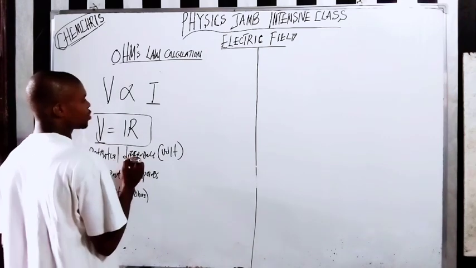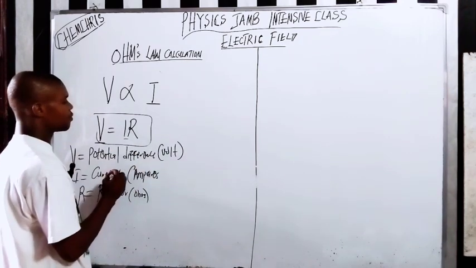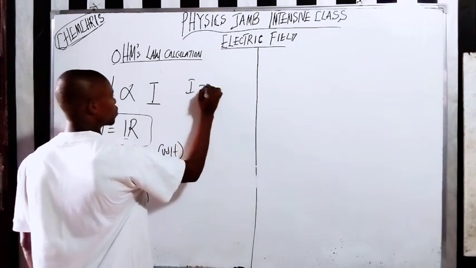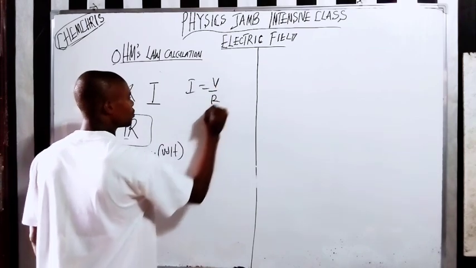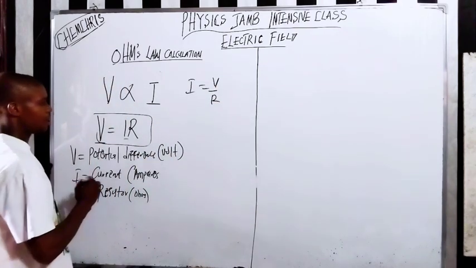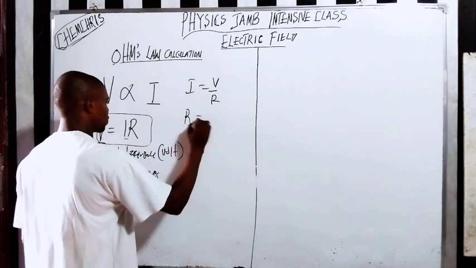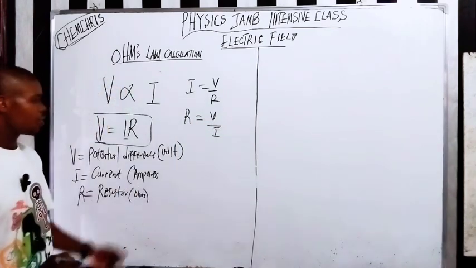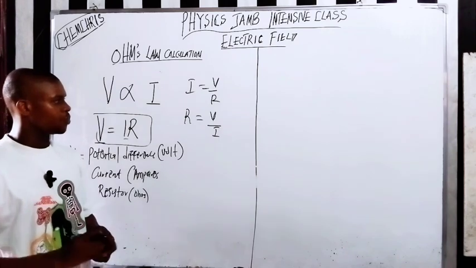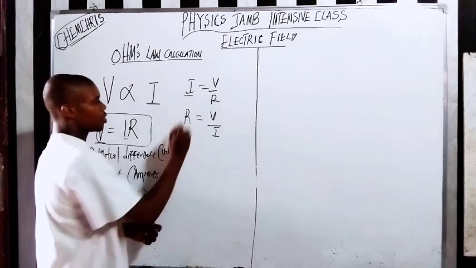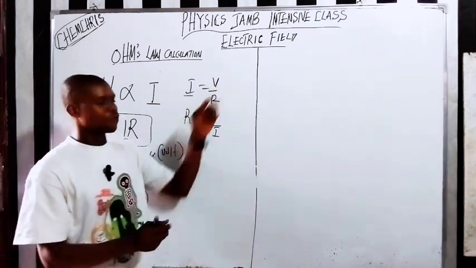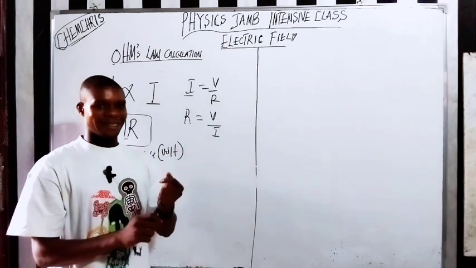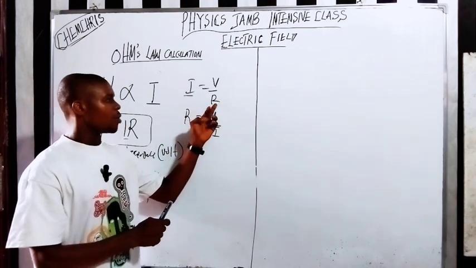You can make I the subject of the formula: I equals V over R. If you make R the subject of the formula, you have R equals V over I. Very important here. So these are the formulas you will make use of. Remember, I is the current, V is the voltage, and R is the resistance.